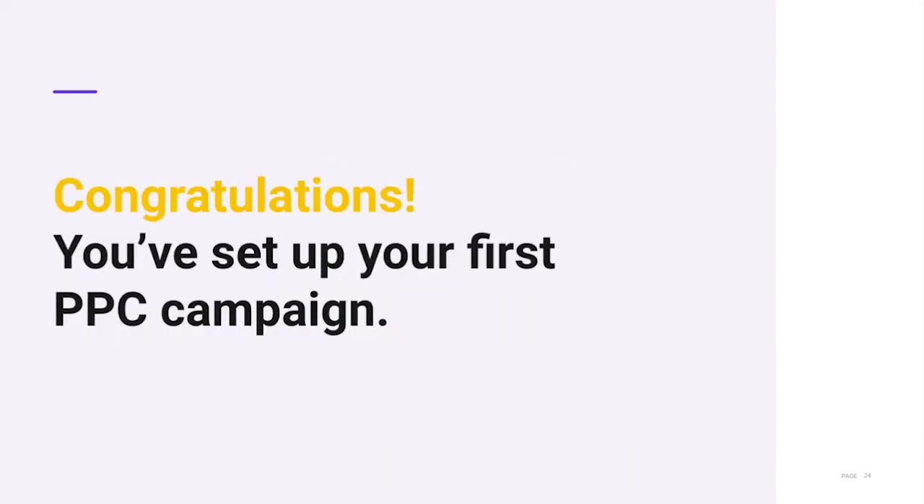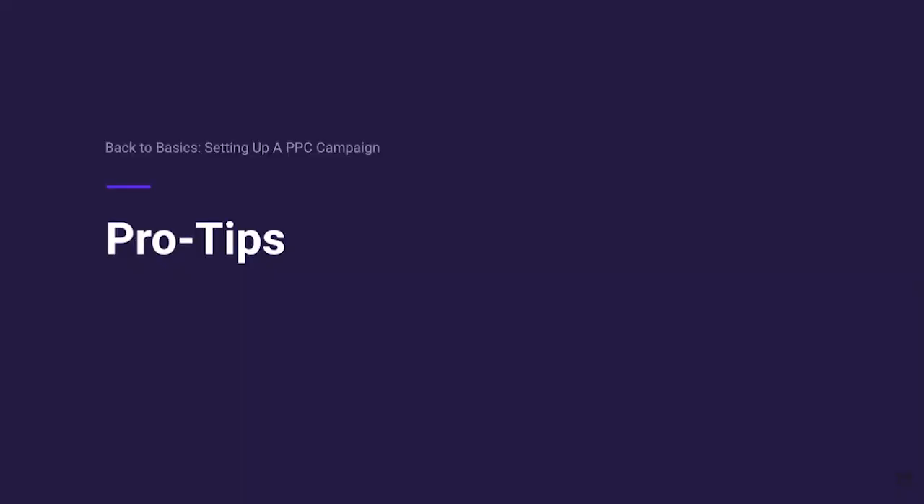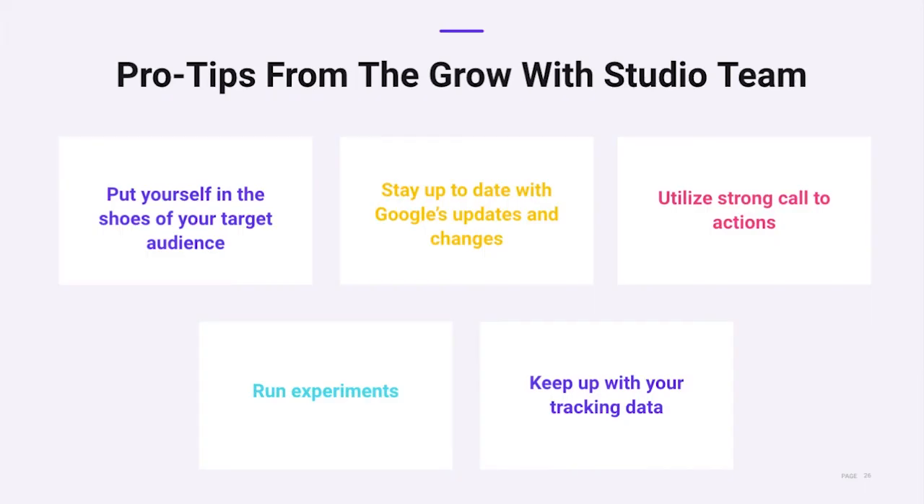Congratulations, you've set up your first PPC campaign. The last step is to review the options you have chosen. Remember that you're able to change anything you'd like or add more information down the line. Once you've reviewed and are happy with what you've got, you're ready to run your campaign. Next, we'll go over some quick pro tips from the Grow with Studio team.